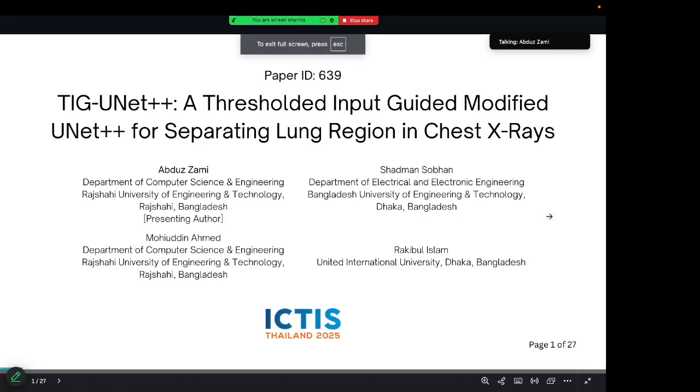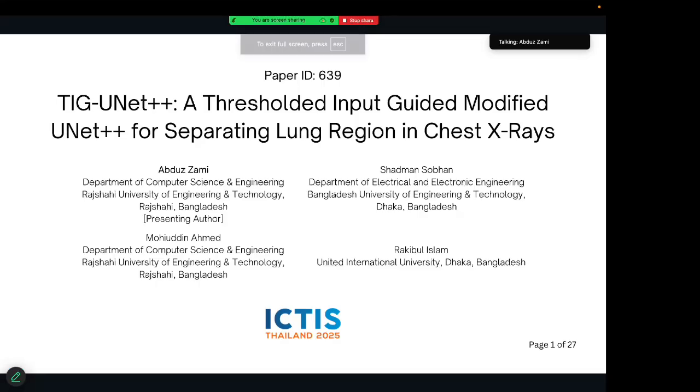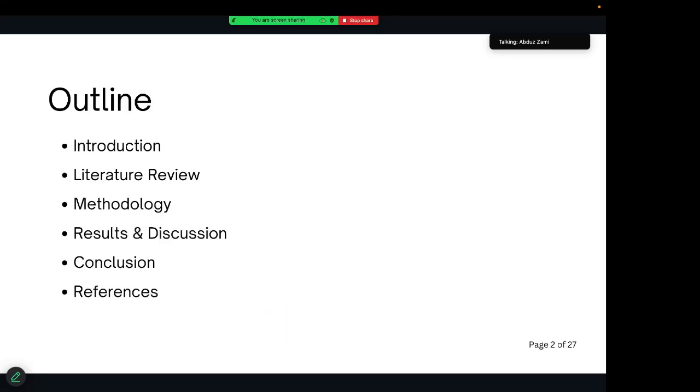Okay. Hello everyone. This is Abdul Azami from Rajshahi University of Engineering and Technology, Bangladesh. I am happy to be able to present my study on TIG-UNet++, a thresholded input-guided modified UNet++ for separating lung region in chest X-rays. It was co-authored by these wonderful persons, Shadman Soban, Muhyiddin Ahmed, and Rakibul Islam. This is the outline of my presentation.